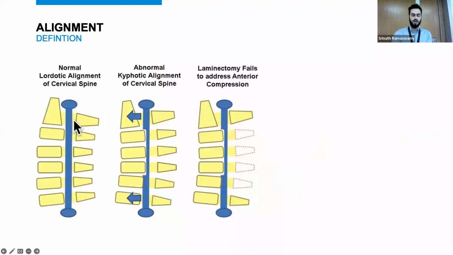You put the bone graft here, and this entire thing will become bone, hopefully. And this is what I was talking about. When you have a normal alignment, this is where the cord sits. If you have a kyphotic alignment, the cord is being draped over the front structures. And then if you do a laminectomy, the cord is going to stay draped over the front structures.